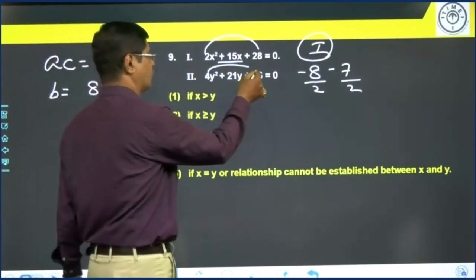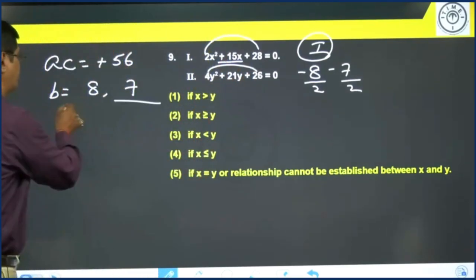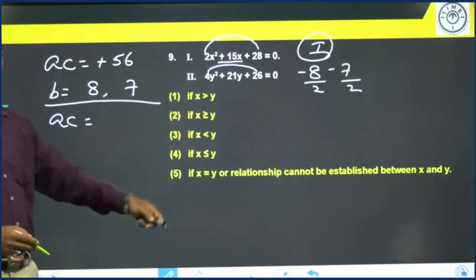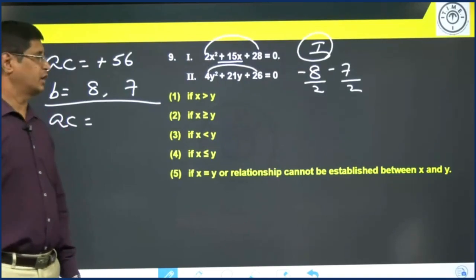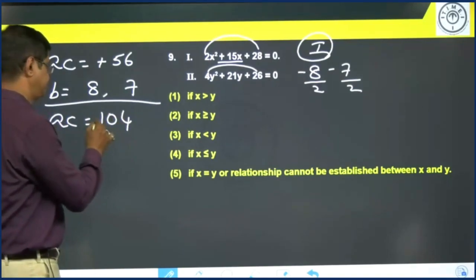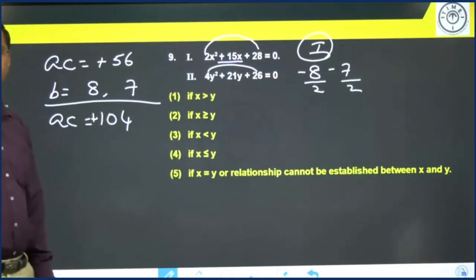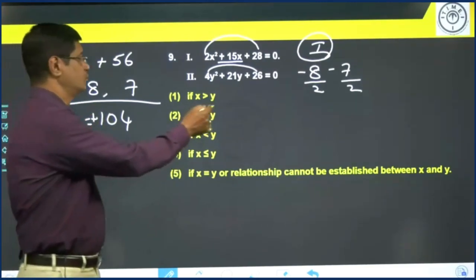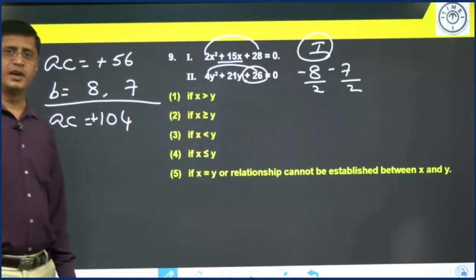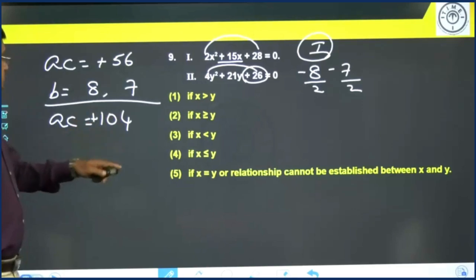Now, look at the second quadratic equation. The product of a and c is 4 and 26. 4 times 26 is 104, which is a positive value. So, here the sign is given positive. So, 4 times 26 is 104.